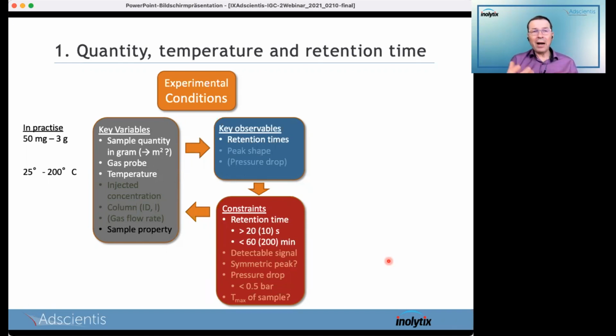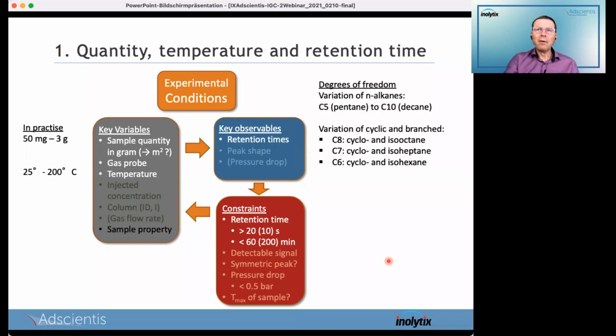We could also go higher, but that's very, very rarely required. Now, the key observables are the retention time here in this sense. We have a certain degree of freedom with respect to the gas probes, because we can change the different N-alkanes from C5, pentane is quite practical, to C10, decane, or maybe even dodecane.